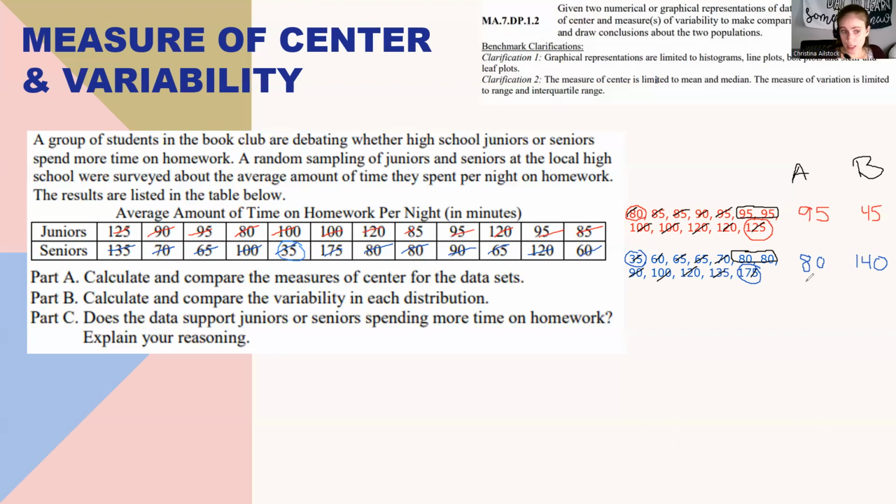So I would be inclined to support that the juniors do. I feel like their data is a little bit more standard. It's more evenly spread across the board. With the seniors, some of them are spending a lot of time, some aren't spending very many. But the juniors as a whole, they are spending quite a bit of time on homework. It's pretty consistent. So that would be my personal choice and the reasoning behind that.